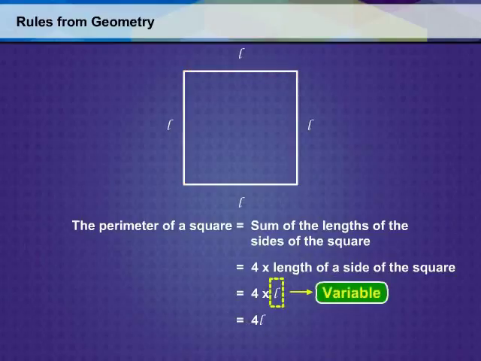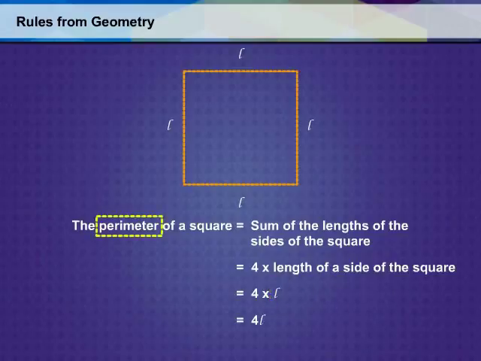The use of the variable L allows us to write the general rule in a way that is concise and easy to remember. We may take the perimeter also to be represented by a variable, say, P. Then, the rule for the perimeter of a square is expressed as a relation between the perimeter and the length of the side of the square: P is equal to 4L.